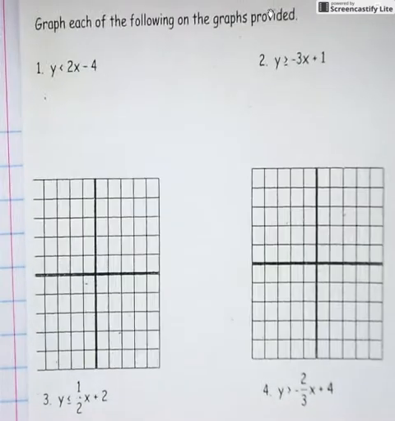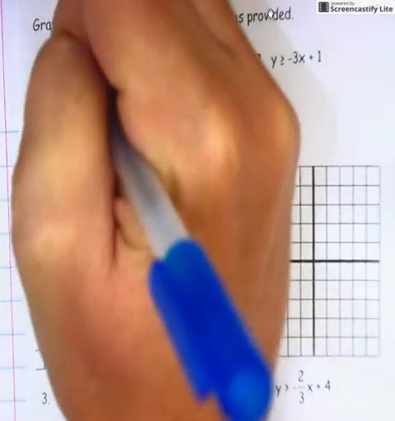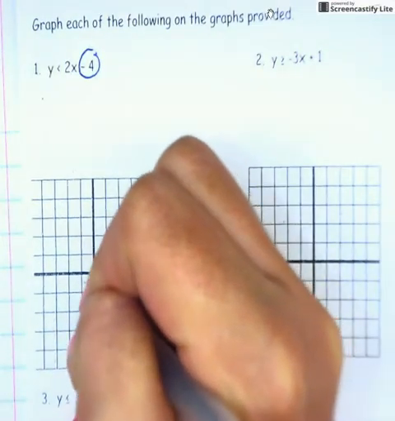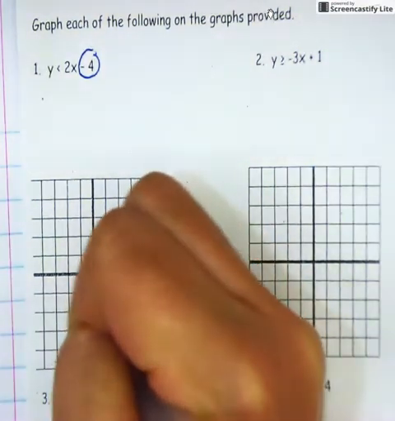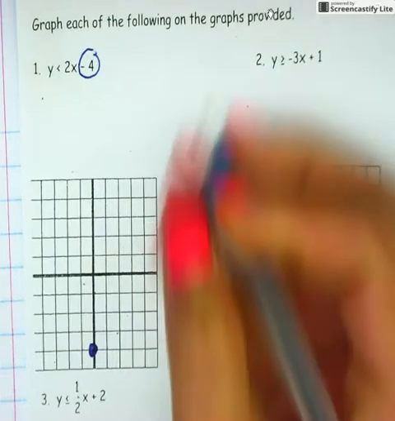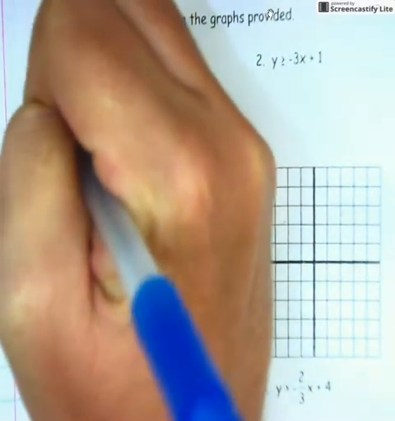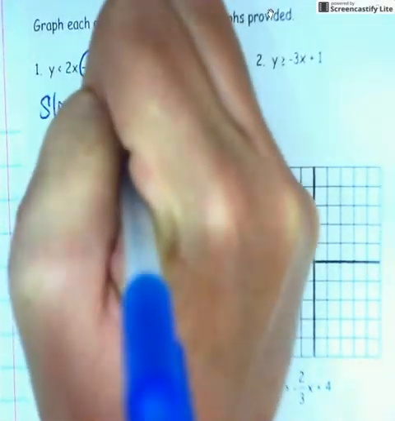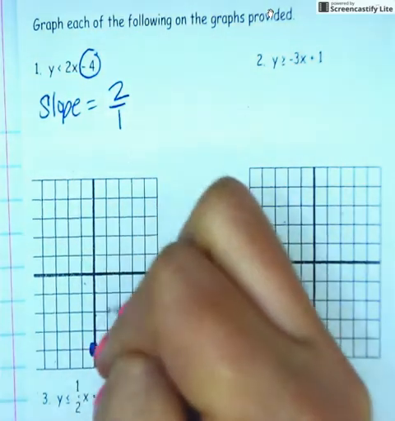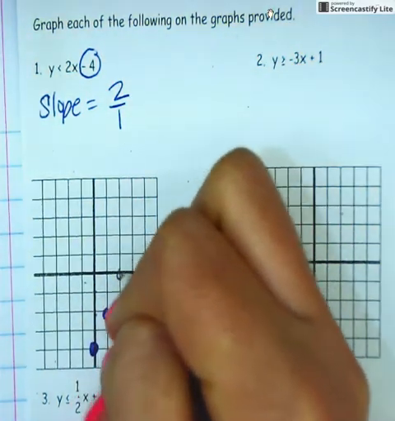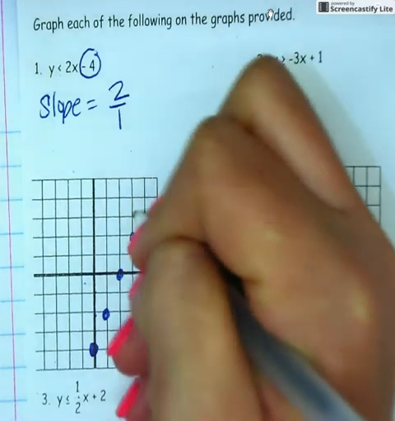So we would start with our y-intercept, which is negative 4. So I'm going to go down 4, 1, 2, 3, 4. And then I'm going to graph my slope from there. My slope is 2 over 1, meaning I'm going to go up 2 and right 1. Remember, we're going to do that as many times as we can on our graph just to make our line better.